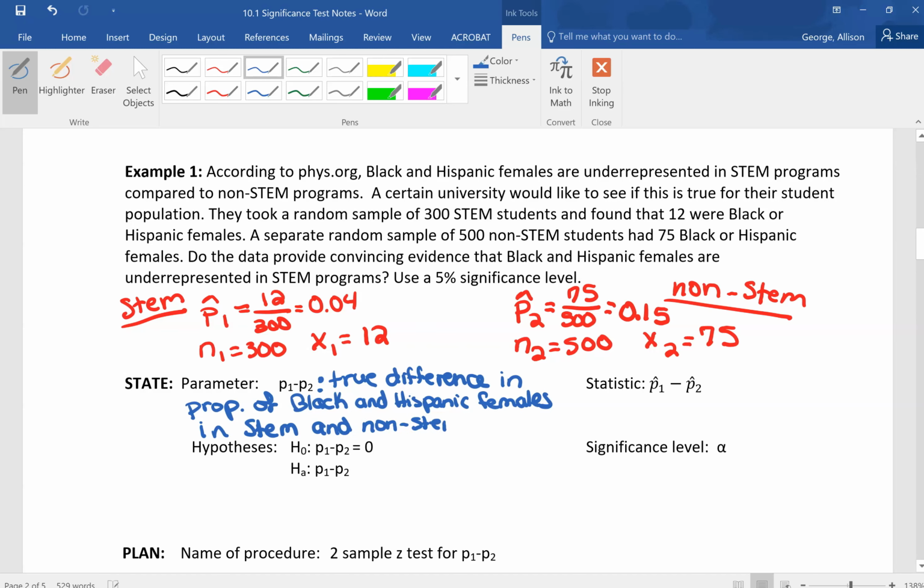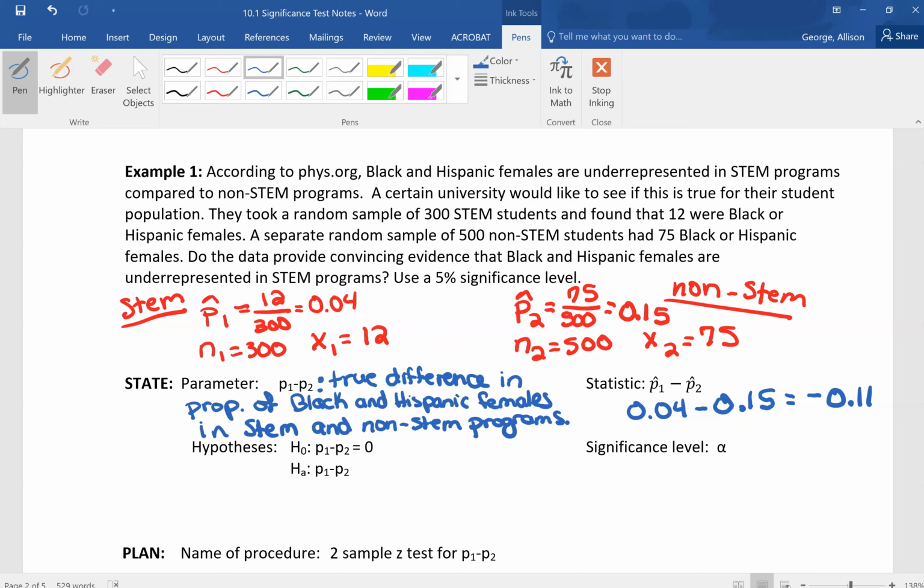Alright, we figured out what our P hat 1 and P hat 2 were already. So P hat 1 was 0.04. P hat 2 is 0.15. When we subtract that out, we're going to get negative 0.11. Alright, so our null hypothesis is always going to be P1 minus P2 equals 0. Period. You don't even have to think about it.